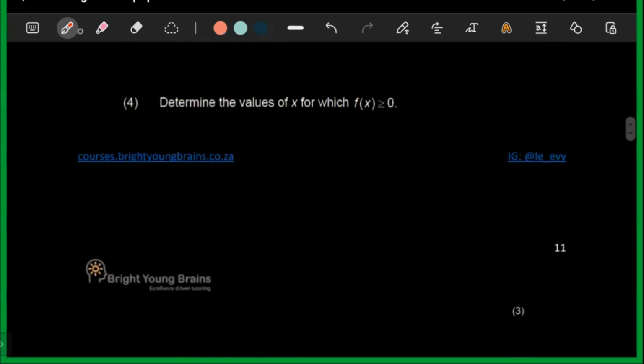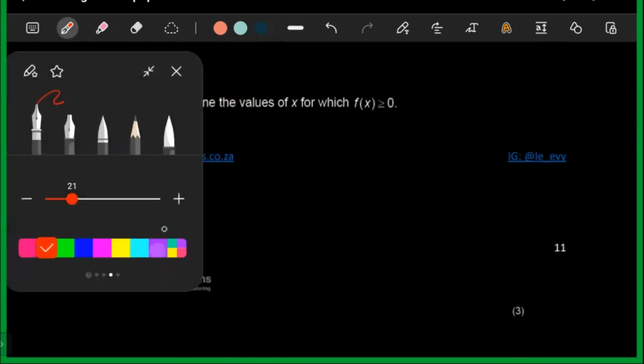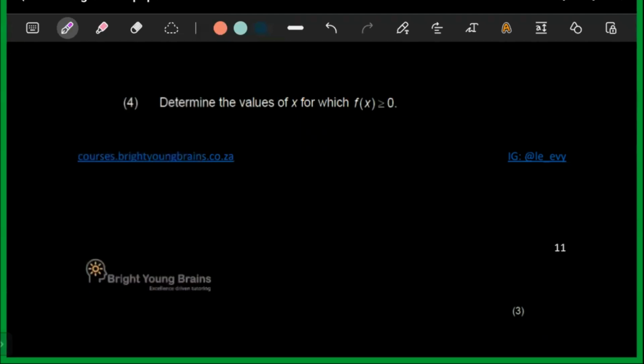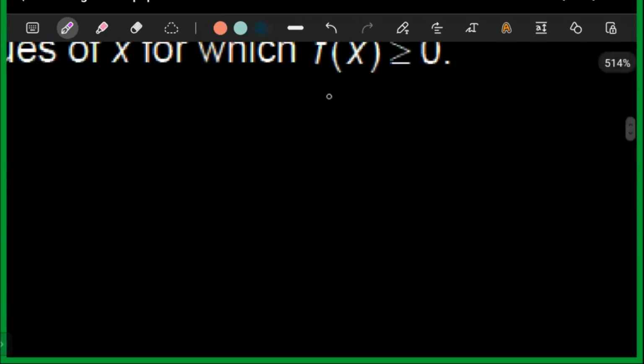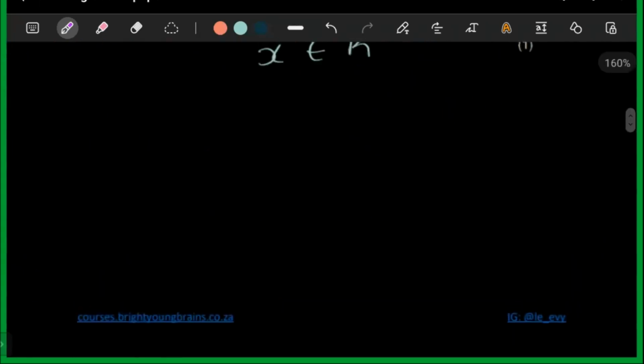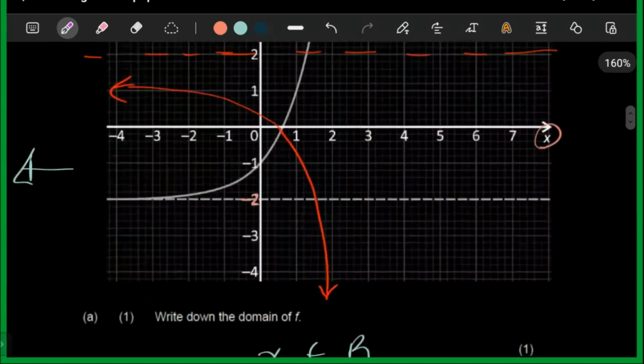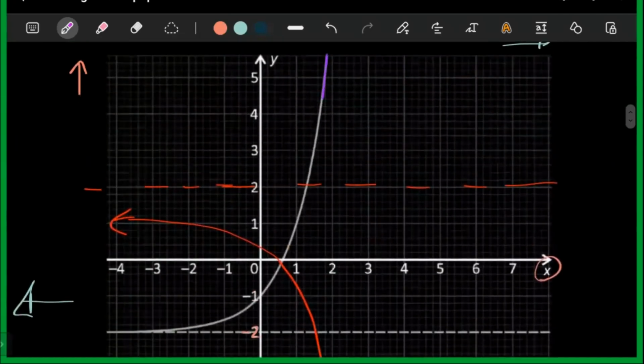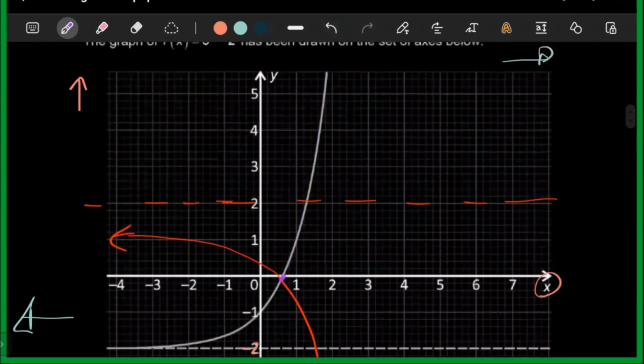This question paper looks quite friendly. Yeah, determine the values of x for which the y values are bigger or equal to 0. That's what this question is asking. They're asking us where the y values of this graph are bigger or equal to 0. They are bigger or equal to 0 over here. You see? And it's starting from whatever this x value is. So we need to find the x-intercept of the graph, you see?